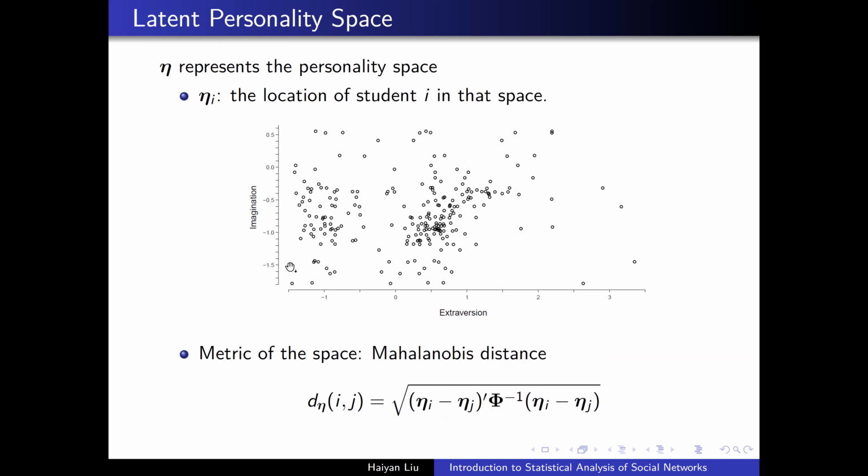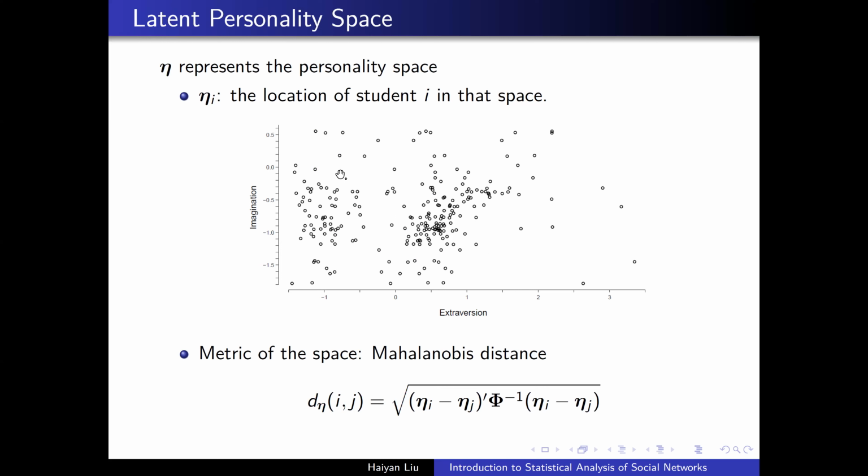So some students have a relatively low extrovert score on this side, but a high imagination score, such as here. Some students have both a high imagination score and a high extrovert score. Some students have a very low imagination score, and some have a high extrovert score. So basically, in this plot, each bubble represents the extrovert and imagination personality scores of a student.